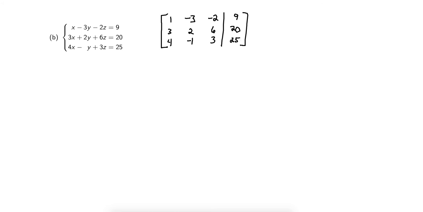All right, so once again, we want to get our upper left value equal to 1, which luckily it already is. And now, to get the values below it equal to 0, we're going to take the opposite of each of these numbers. So we're going to take negative 3 times row number 1, and we're going to add that to row number 2, where the value 3 is. And that's going to give us a new row number 2. Negative 4 times row number 1 plus row number 3 will get this value equal to 0.